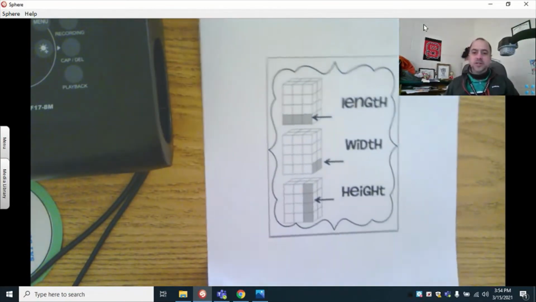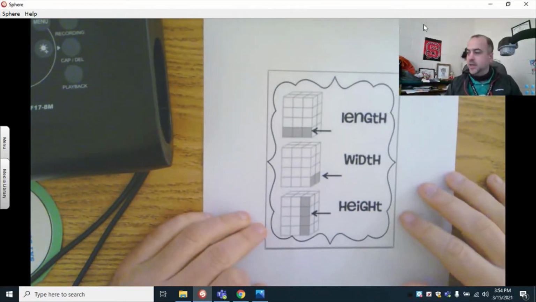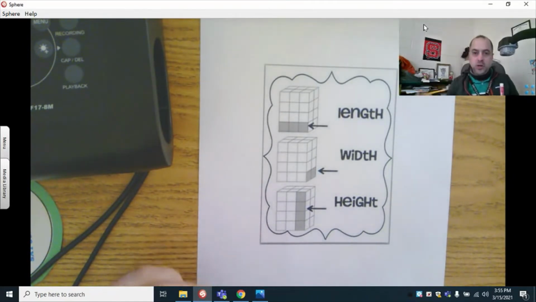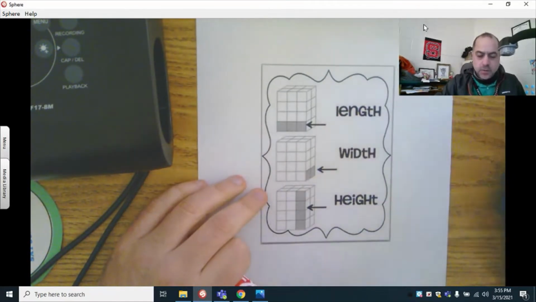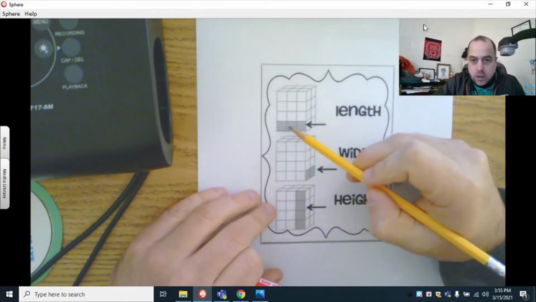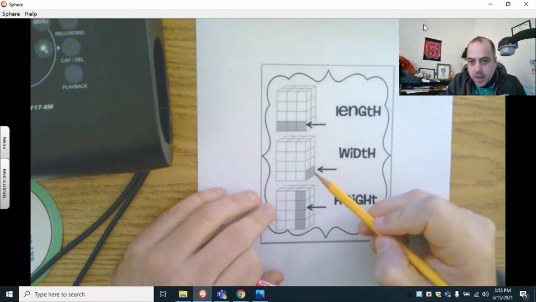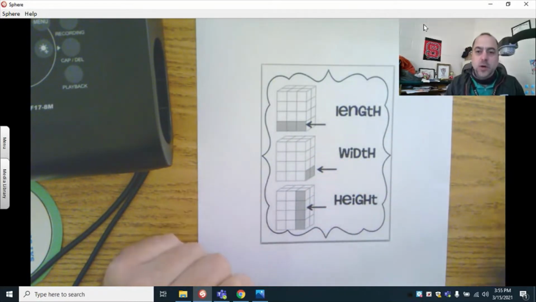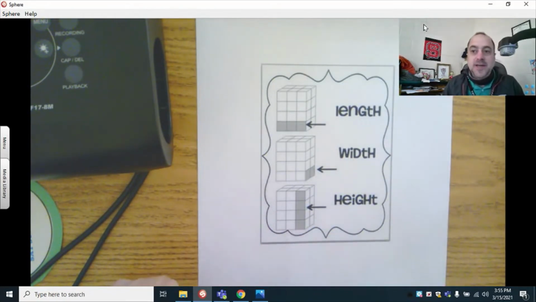Okay, so let's take a look at this. This is just a basic square prism, all right, or a cube, right? But this is actually a rectangular prism, all right? Because look, we have 3 going this way, and only 2 going this way, and 4 going this way. So of course it's not a square because they're all not the same size, right?